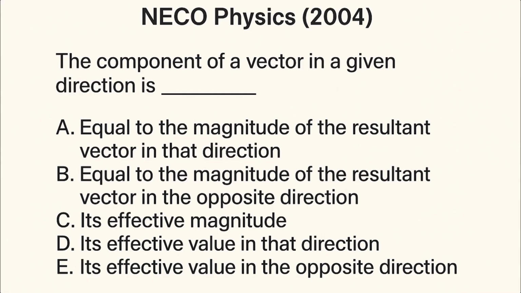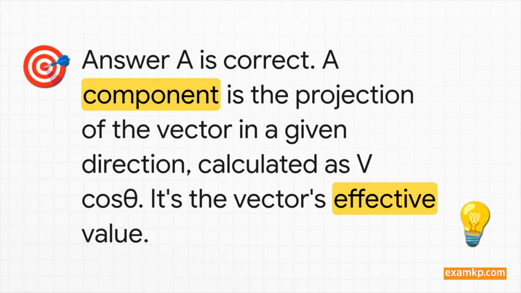And for our last one, let's look at a conceptual question from NECO. This time, no calculators needed. This is all about testing if you truly understand what a vector component is. Which one of these options do you think describes it best? The answer is A. Now, that's a bit of a technical way of saying it, but it just means the component is the vector's effective value in one specific direction. I like to think of it as the shadow that the vector casts on an axis. It all connects right back to that V cosine theta formula we put in our toolkit earlier.